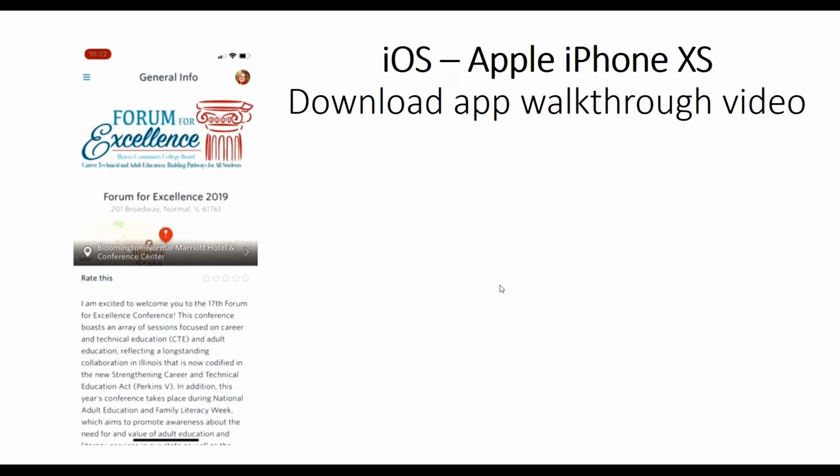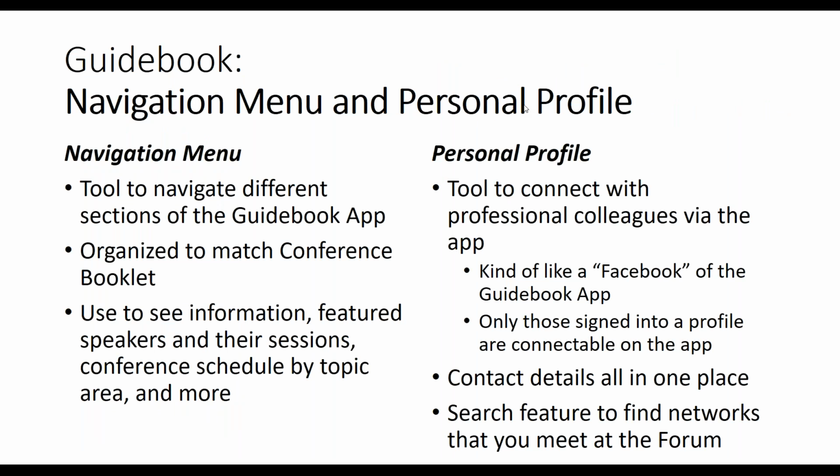All right, so now that we have our app downloaded, I can tell you a little bit more about some of the features in the app. So one of the first features that you'll notice is both our navigation menu and our personal profile menu. The navigation menu is the tool that you're going to use in the app to navigate throughout the different sections. It's organized to match exactly what the conference booklet looks like that you'll see when you get to the forum, and you can use it to see information, featured speakers in their sessions, the conference schedule by topic area, and much more.